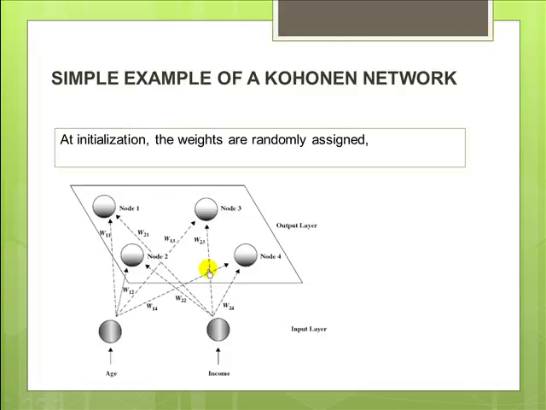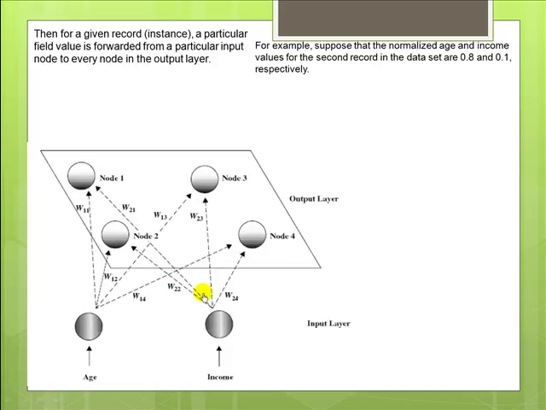At initialization, the weights are randomly assigned. So just like before, we're going to randomly assign the weights at the beginning. Then for a given record or instance, a particular field value is forwarded from a particular input node to every node in the output layer.